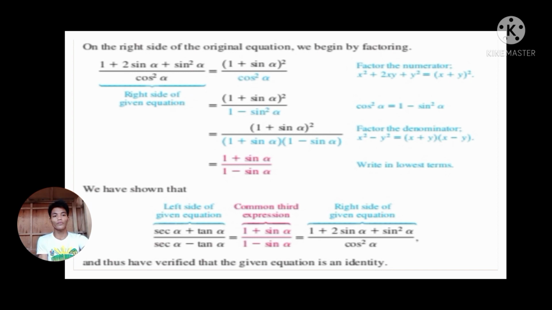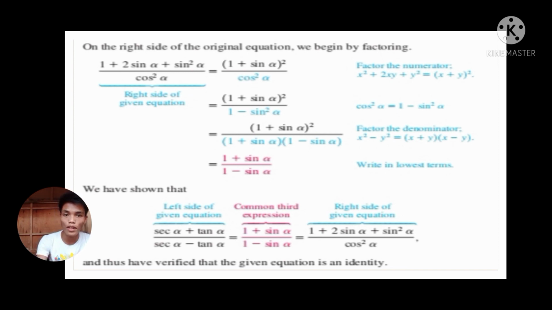So what we are going to do next is write in the lowest terms. So it's equal to 1 plus sine A over 1 minus sine A. As you observe, the left side and the right side are an identity, or they are equivalent. So we have shown that left side.